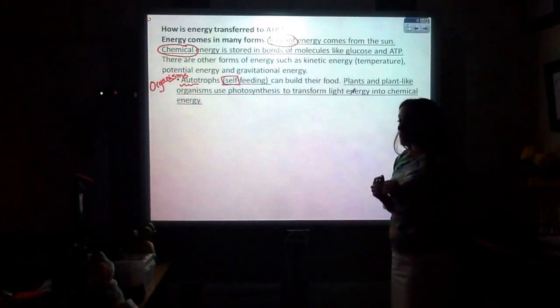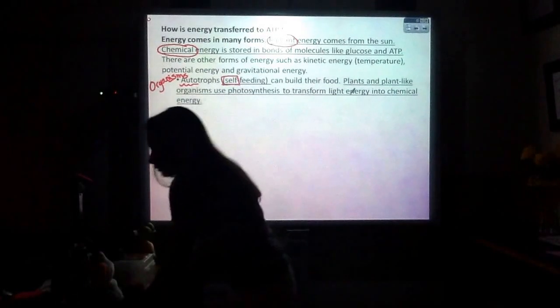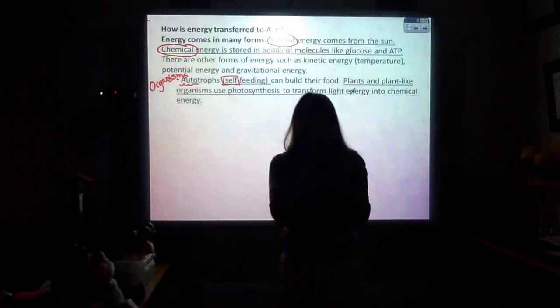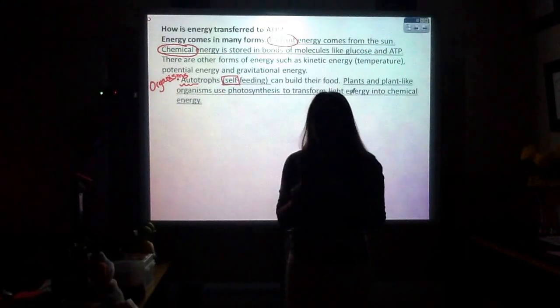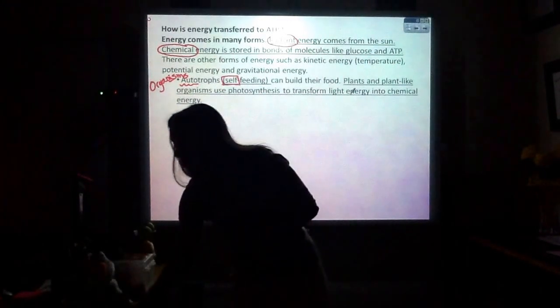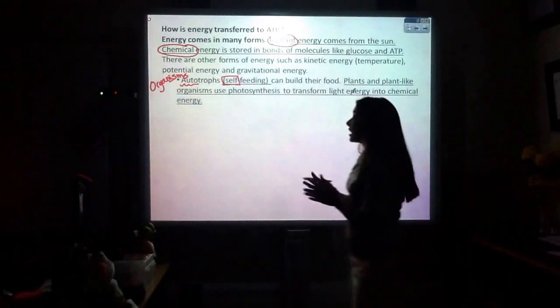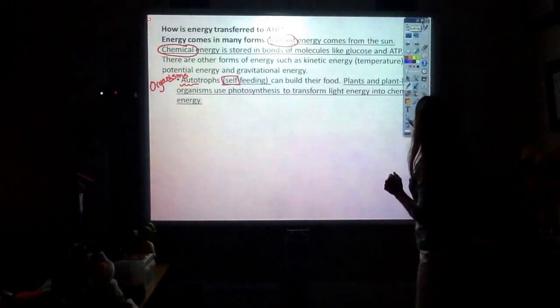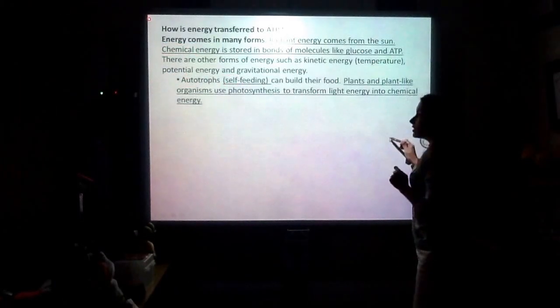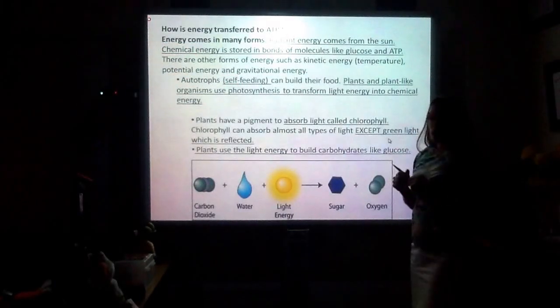This means that a plant can take energy from the sun and build a chemical out of it. Animals can't do that, only plants. And the chemical that they build is actually glucose. So let's look a little closer at what plants actually do.